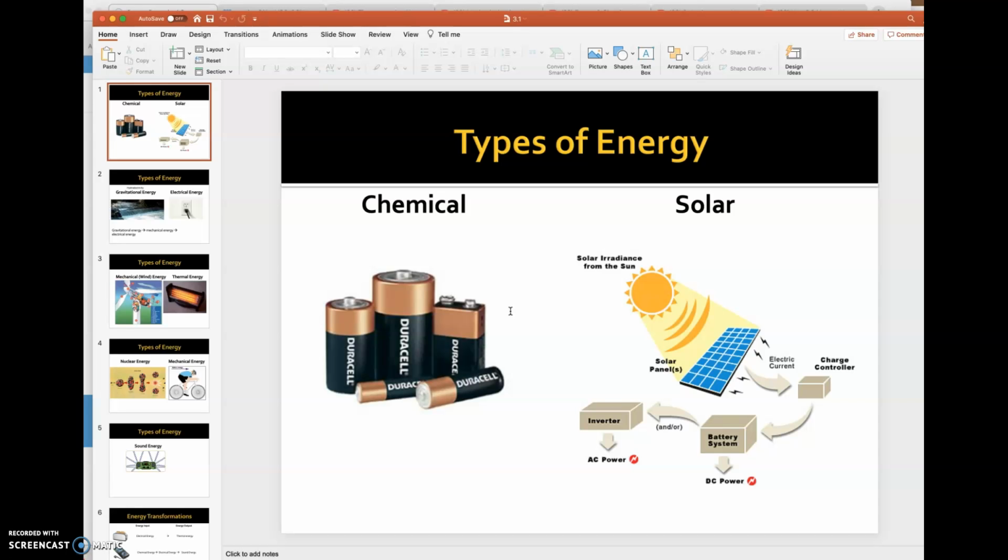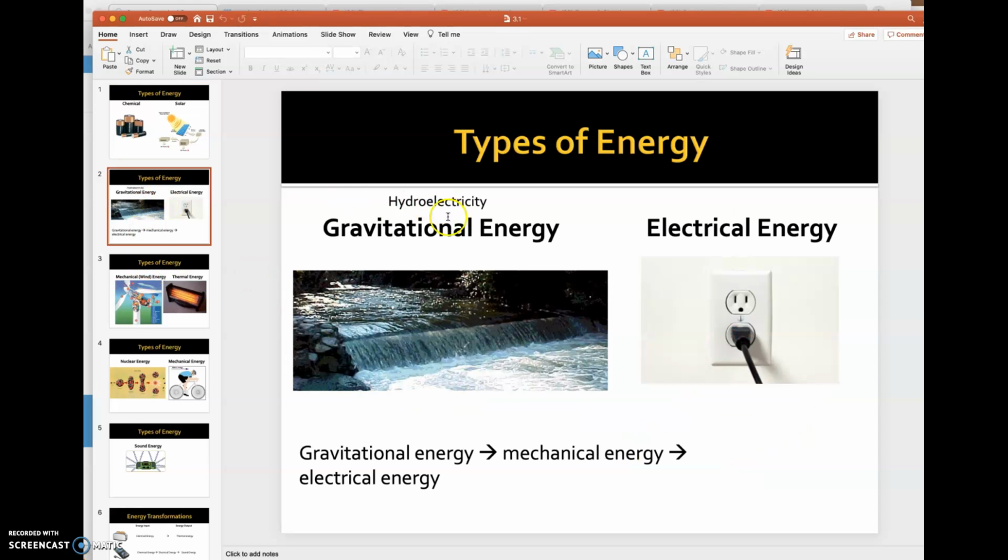Solar energy comes from the sun, solar panels, right? And then we have something called gravitational energy. Sometimes we also call that potential energy because it has the potential, the ability to make something happen. So if you are holding a watermelon up high, it has what's called potential energy, because if you let go, it's going to fall down and smash all over the floor. As it's falling, anything that's moving is kinetic energy.